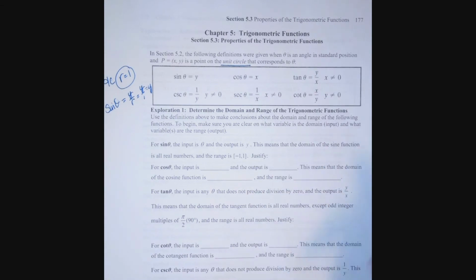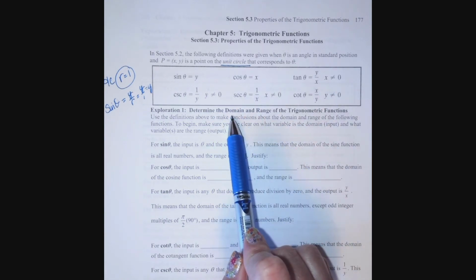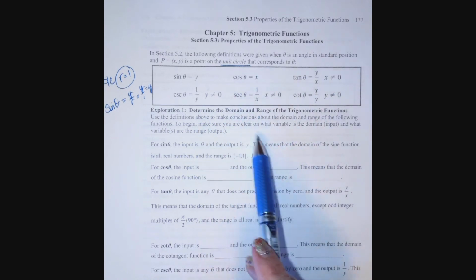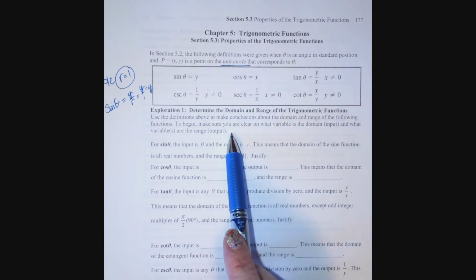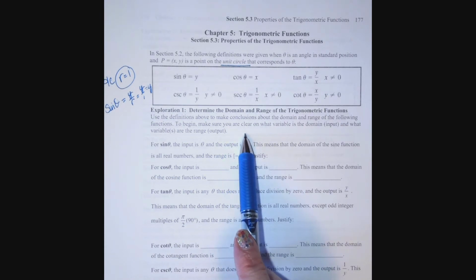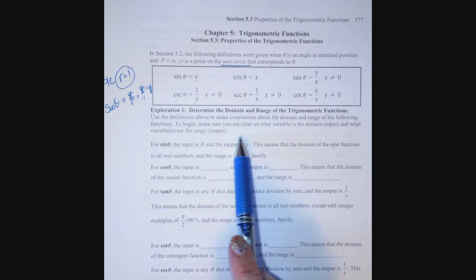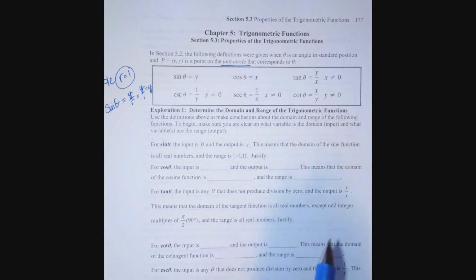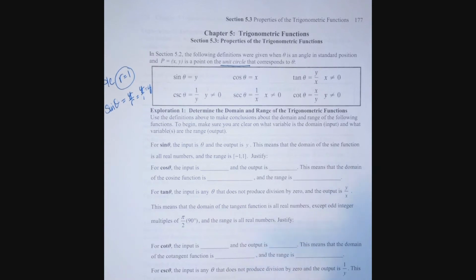When we graph functions in college algebra, we started out by talking about whether the function was continuous over its domain or if it was discontinuous, what values needed to be left out. So we're going to address those same things for our trig functions. Use these definitions to help you make conclusions about the domain and range of the functions. Make sure you know what variable is in the domain, what is the input, and what the variables are in the output. Well, first of all, for all of these angles, as long as we're talking about the function, the input is going to be the angle, and the output is the function value.